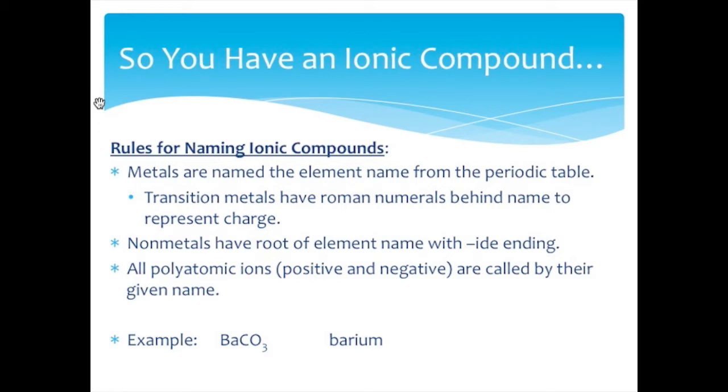Now, we need to name the anion in this compound. In this example, carbonate acts as the negative portion of this compound, meaning that we just name it as the polyatomic ion. We don't change anything, nothing gets IDE, it is just carbonate. So BaCO3's name is barium carbonate.